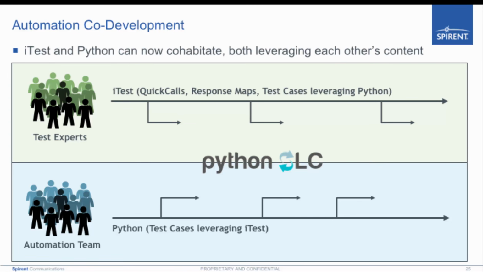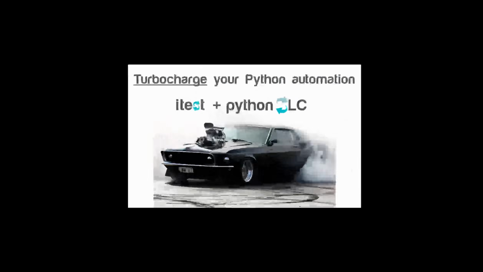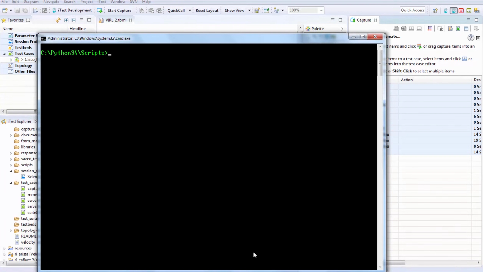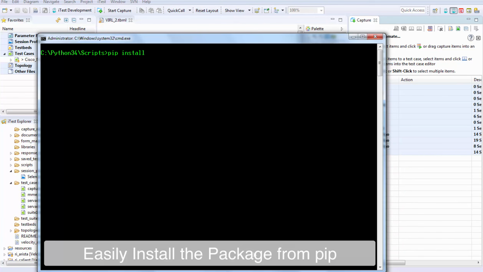Python SLC allows valuable quick calls and response maps to be consumable in Python, especially important for regression test systems who run tests in pure Python syntax. In this way, test teams who are creating quick calls and response maps can continue to build and develop their test cases in iTest and expose that power to Python consumers. Introducing Python SLC, a way to turbocharge your Python automation. Python SLC is easily installed using the pip package management system.